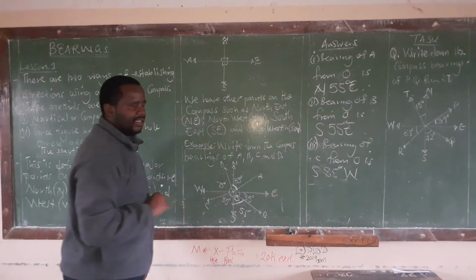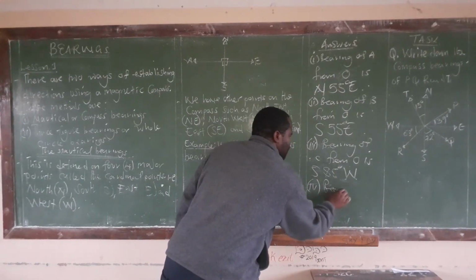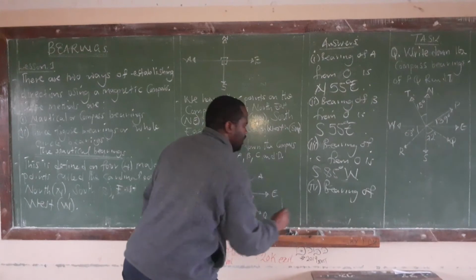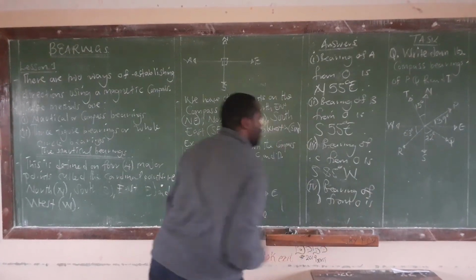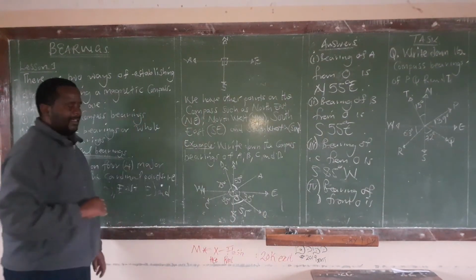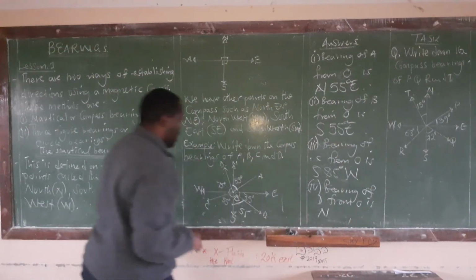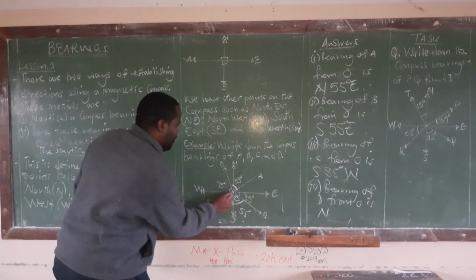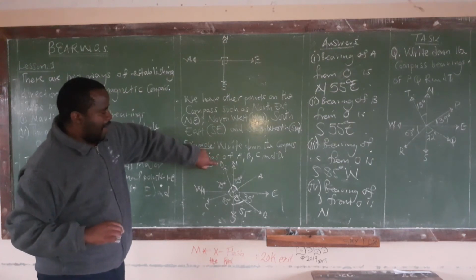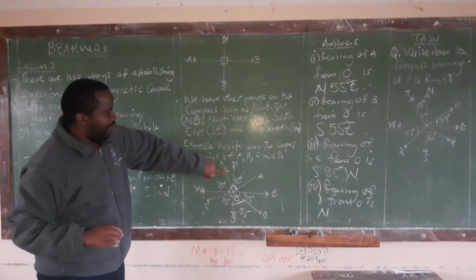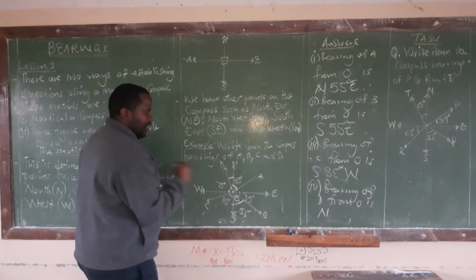Now that is clear. Then the fourth one, the bearing of D from O. Look at where D is. D again is on the northern part, so say north. But what's the angle? We are saying it is from here up to here. Since D is on the northern hemisphere, we start from the north pole. So what we want is from this up to there, which we don't have.